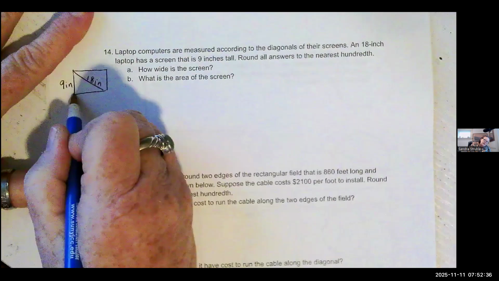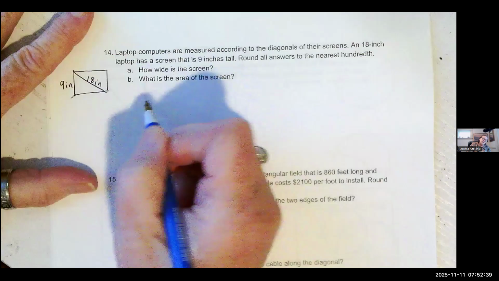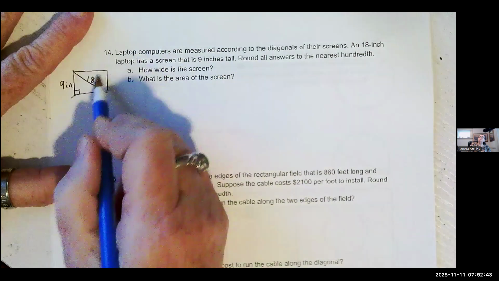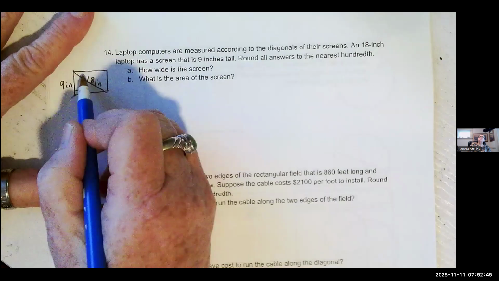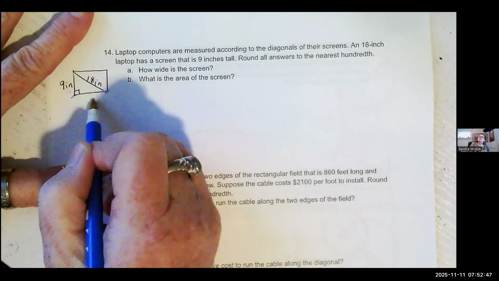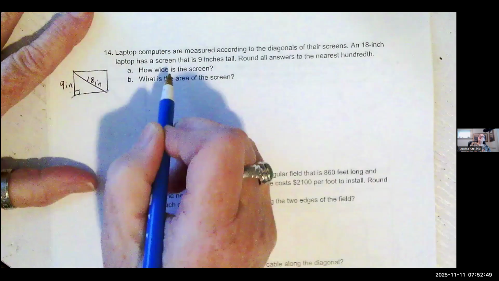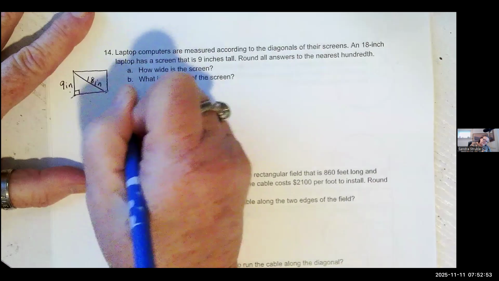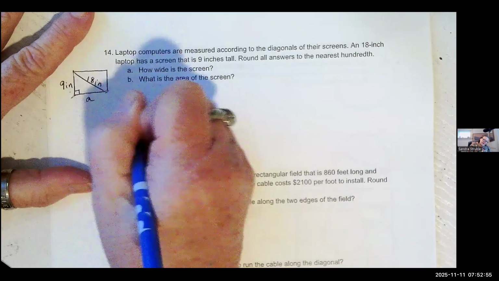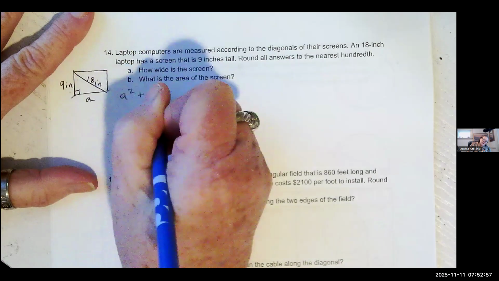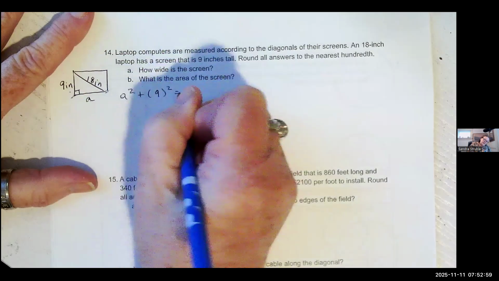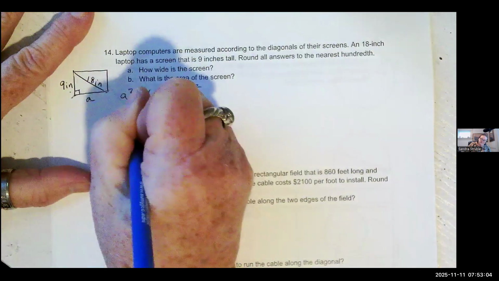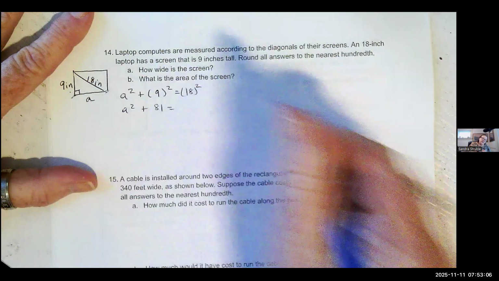Well, we just created with that diagonal 2 right triangles inside there. So I can ignore this one and use just these 2 numbers to find my base, to find the width of the screen. I'm going to do that first using the Pythagorean theorem. And we'll label this as A. 9 squared is equal to 18 squared. 9 squared is 81. 18 squared is 324.